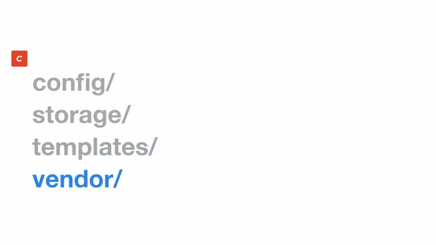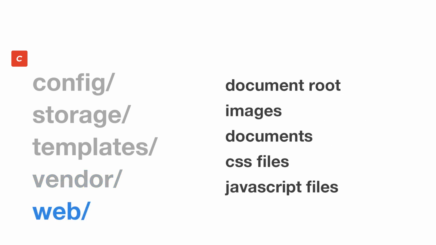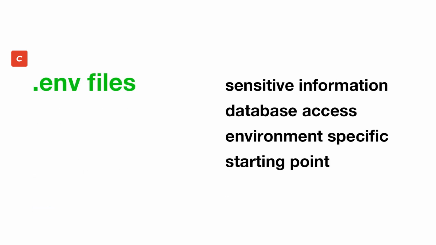The vendor folder holds your Craft or third-party plugins, including their Composer dependencies. The web folder is your document root that holds publicly accessed files such as images, documents, CSS files, and JavaScript files. The .env file holds sensitive information and secrets like your database username and password that are environment-specific, such as dev, staging, or production. Craft also comes with a .env.example file to serve as a starting point.